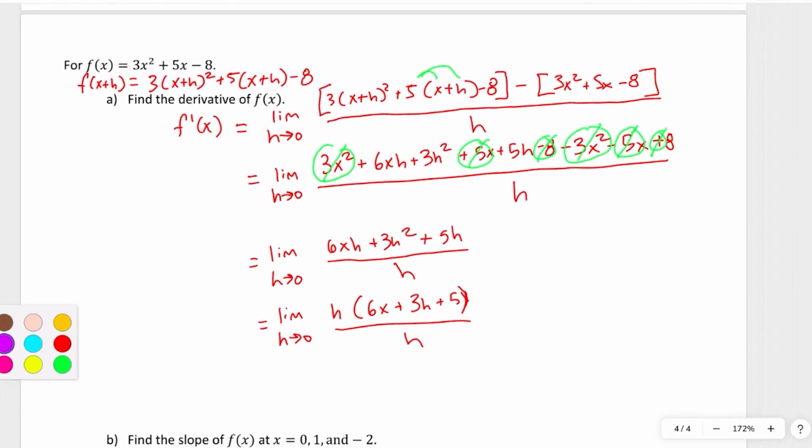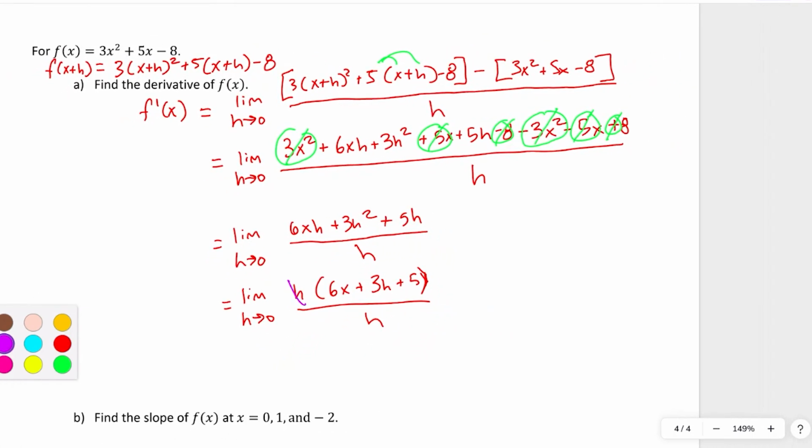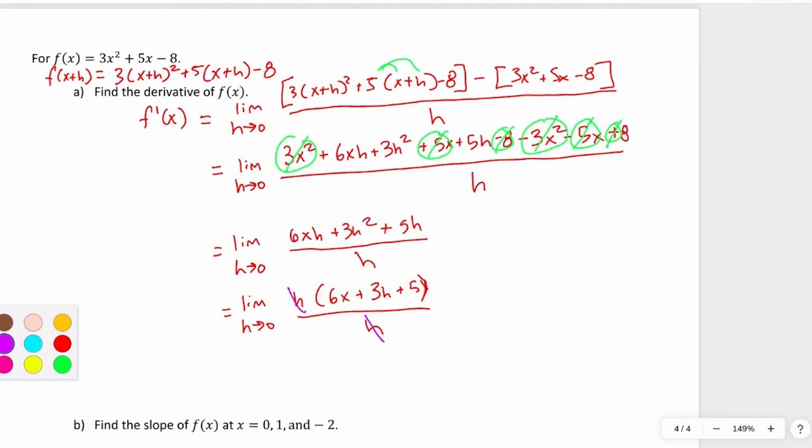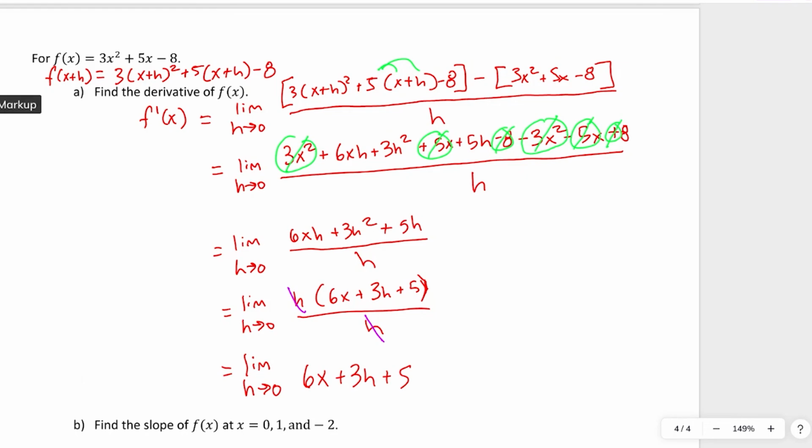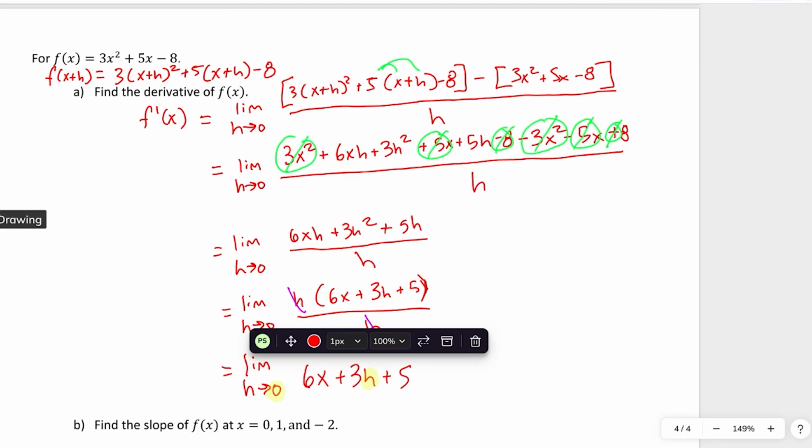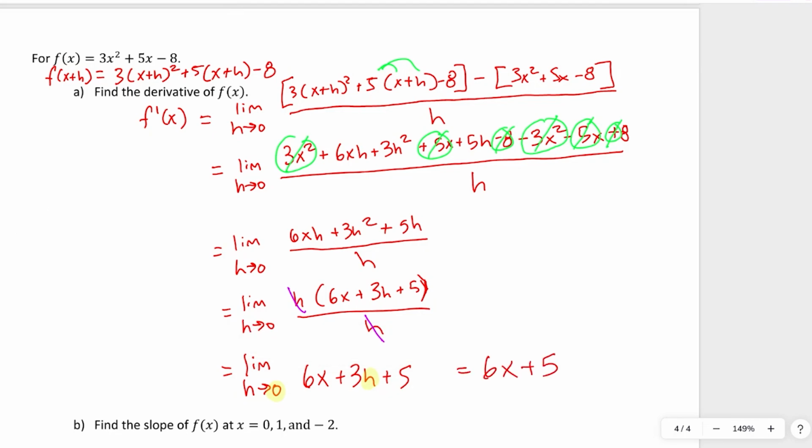Now we've got that h. We can remove the removable discontinuity. We can reduce this h to 1. And so we're going to have the limit as h approaches 0 of 6x plus 3h plus 5. And now we can just go ahead and use direct substitution and plug in this 0 into h. So this is going to equal 6x plus 5. So this is the derivative. This is what f prime of x is.